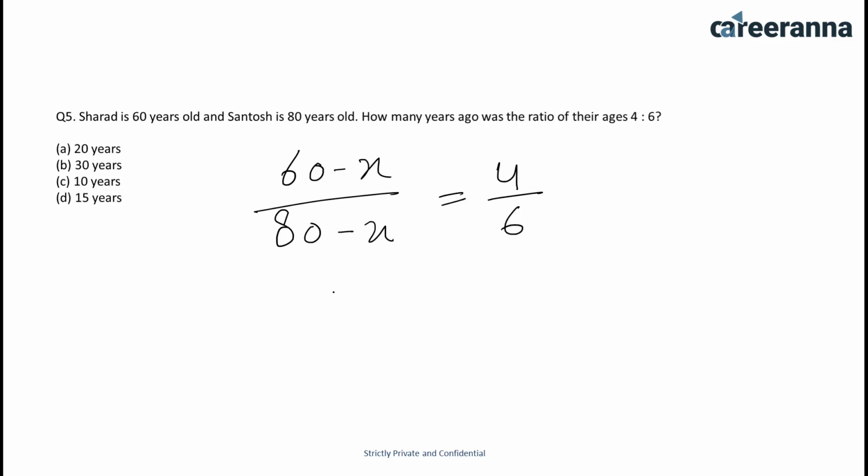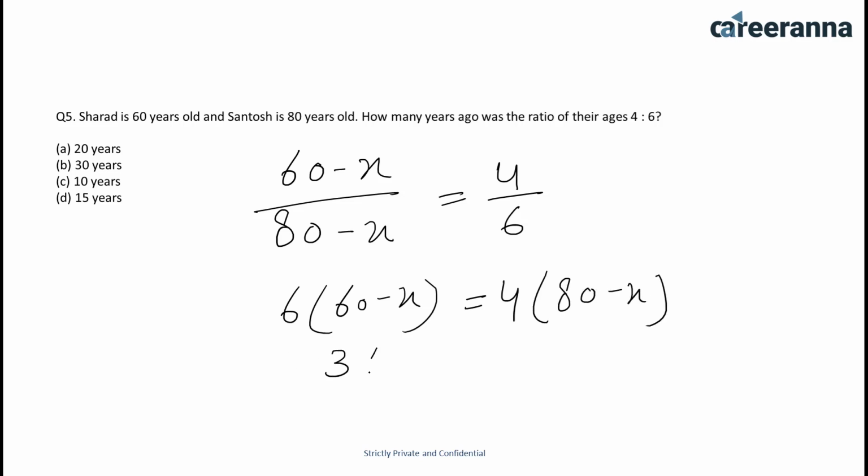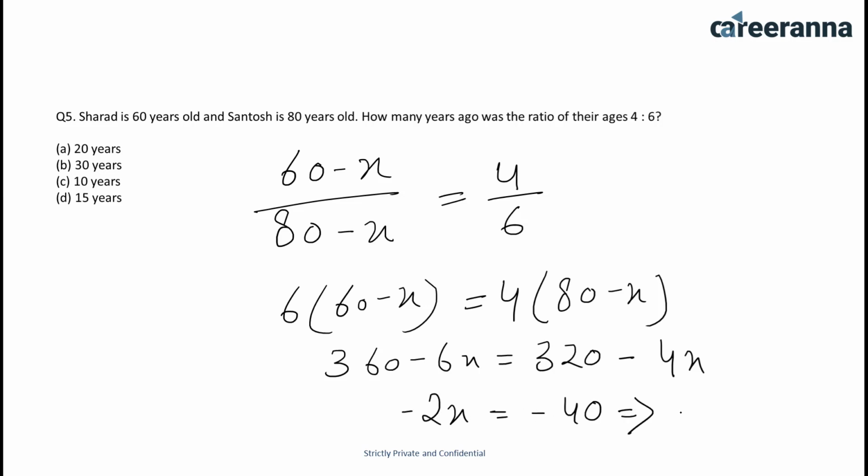Now we just have to solve this and we get the value of x, that is 60 minus x multiplied by 6, and 4 multiplied by 80 minus x. It will become 360 minus 6x is equal to 320 minus 4x. Now 4x and 6x become negative 2x and this becomes minus 40. So we get the value of x is going to be 10.